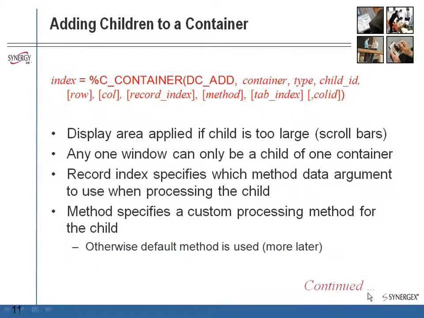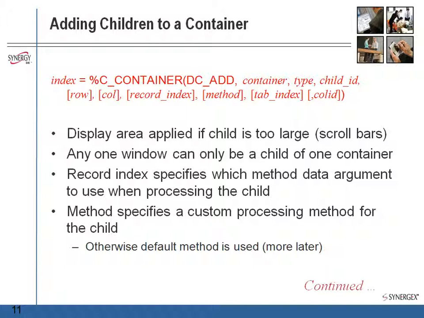If you add a child to a container and that child is too large to be displayed in the container, then scroll bars will be added to the child. When you're working with composite containers, any one window can only be a child to a single container window.